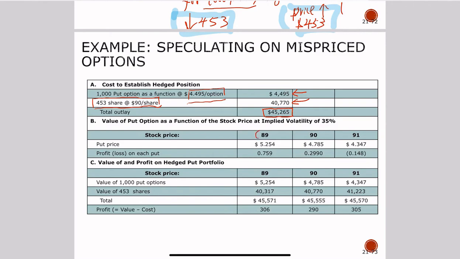Now let's look at the three different scenarios. So let's look at stock price movement, right? Let's say if stock price is $89 and we can find out put price. Of course, here the put price is calculated by assuming an implied volatility of 35%.